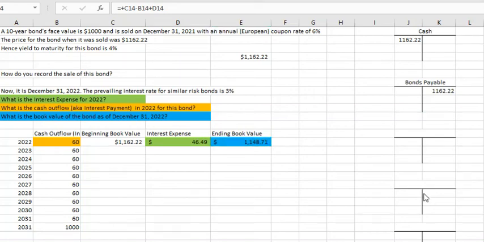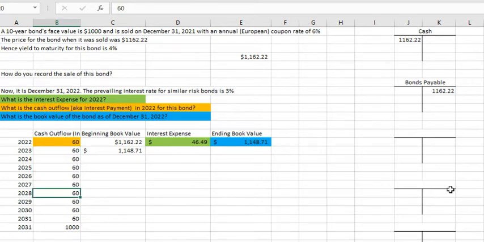Hi everyone, in the previous video we started analyzing bonds and bond amortization, and we looked at the very first year. We are going to continue looking at the same exercise, and we are going to finish our bond amortization table. So the beginning book value of a bond of a given year is the ending book value of the previous year.